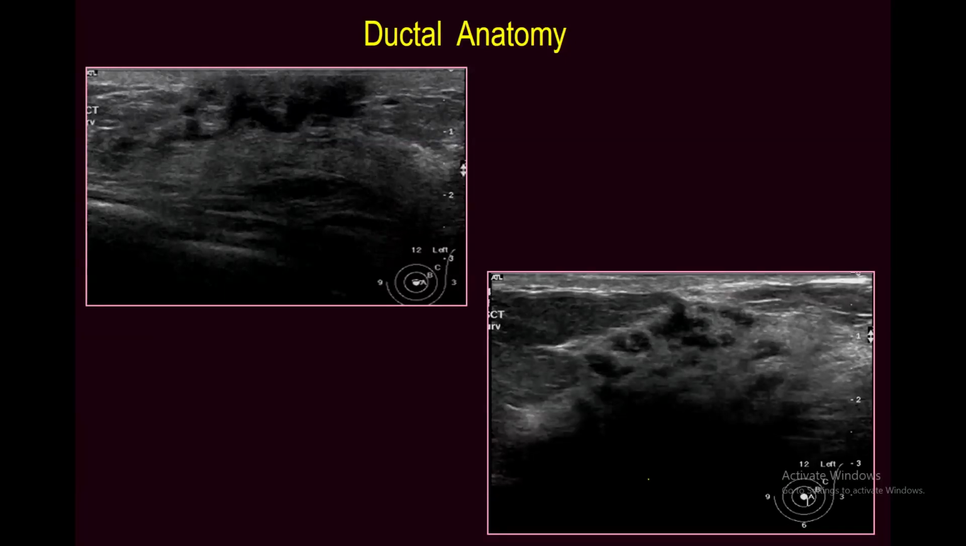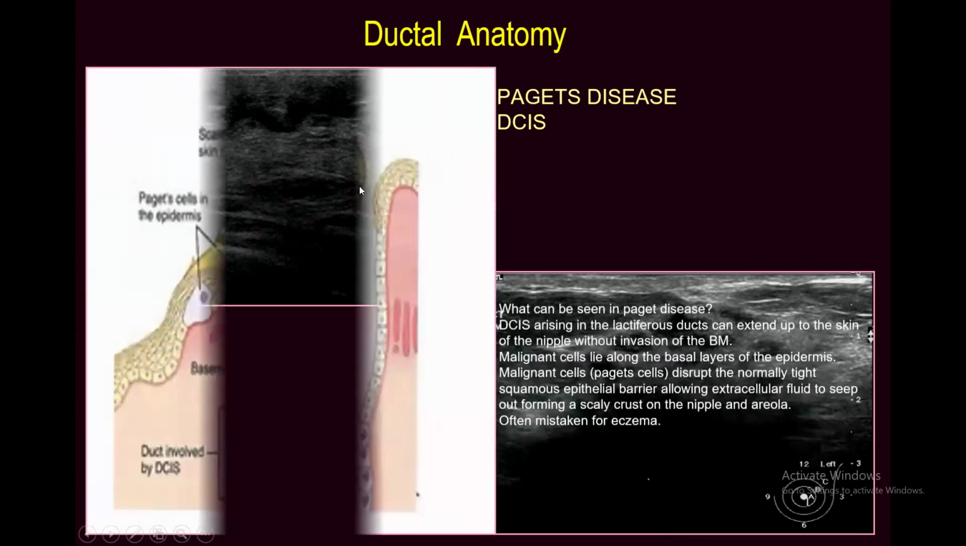This example of our case, definitely, if you look here, these ducts, the intraductal system is abnormal, hypoechoic, irregular, enlarged, and this main duct going toward the nipple is also abnormal, and the nipple itself is abnormal. In a case of DCIS associated with, in a case of Paget disease with underlying DCIS.